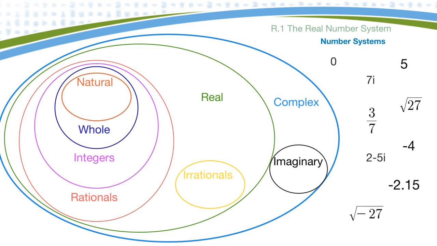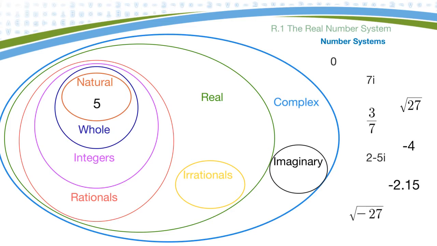A natural number is a counting number that doesn't include zero. So a number like 5 would be a natural number. Now, being a natural number also, because it's in the blue circle, means that 5 is also a whole number. It's also an integer, a rational, a real number, and a complex number. But at the base, it would be a natural number.